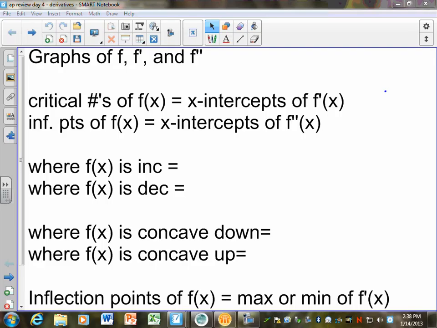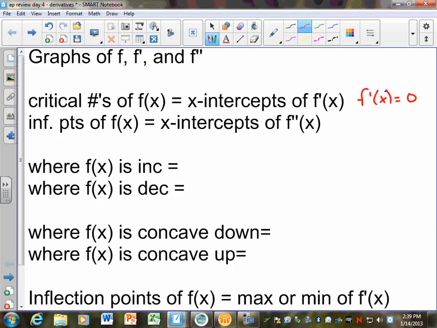They give you the graph of the first derivative or the graph of the second derivative, and they want you to be able to answer a lot of questions. And so this is just my little way of summarizing all of these functions. Remember that your critical points of f of x, where your derivative equals 0, are the x-intercepts of the derivative, because those are both the same thing. It's where does f prime of x equal 0.